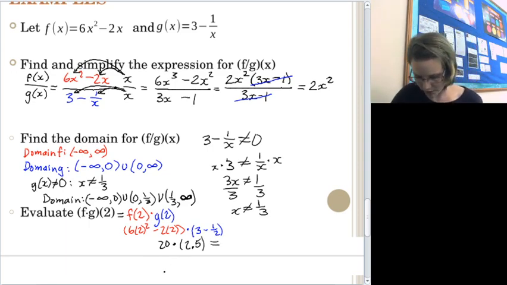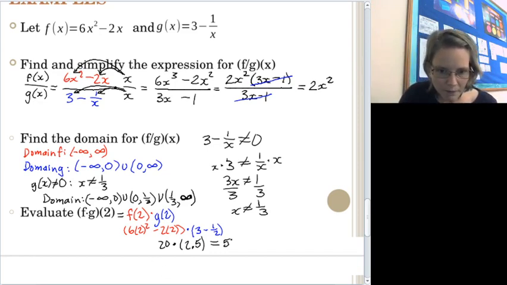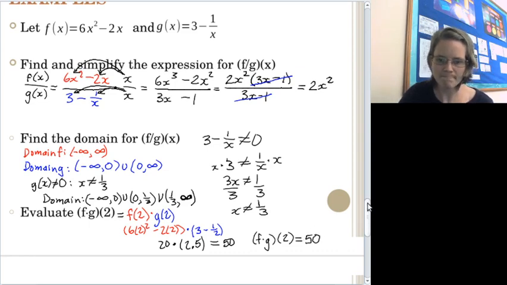And 20 times 2.5 is 50. So f dot g of 2 is 50. Took a moment, pause the video here if you need to write anything down, and then we're going on to the next slide.